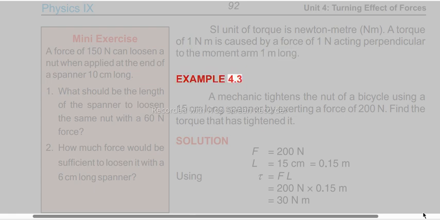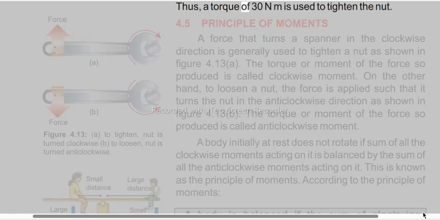Example 4.3. A mechanic tightens the nut of a bicycle using a 15 cm long spanner by exerting a force of 200 N. Find the torque that has tightened it. Solution. Thus, a torque of 30 Nm is used to tighten the nut.